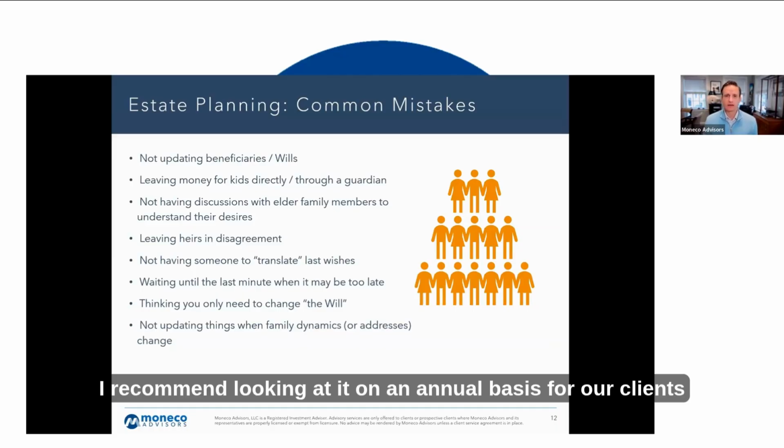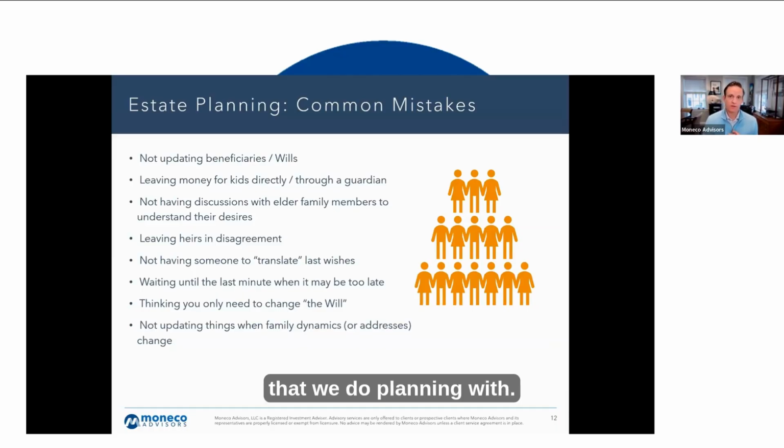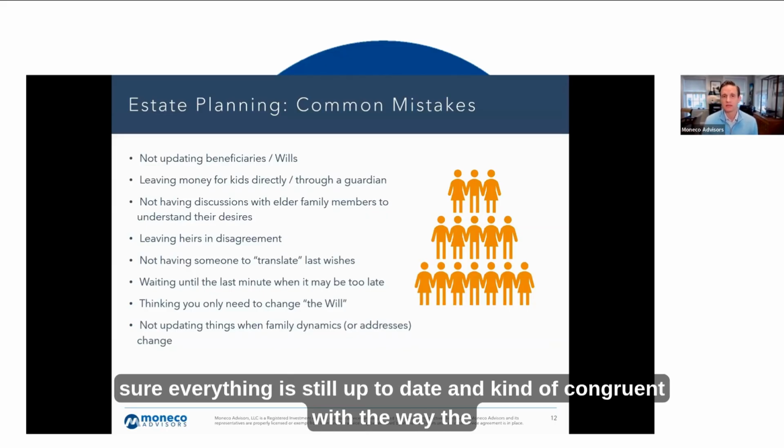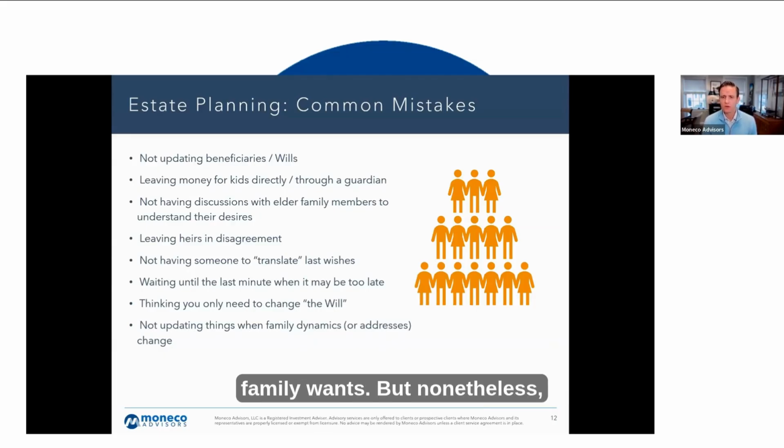I recommend looking at it on an annual basis. For our clients that we do planning with, we go through this at least once a year to just update and make sure everything is still up to date and congruent with the way the family wants. But nonetheless, do that on an annual or regular basis.